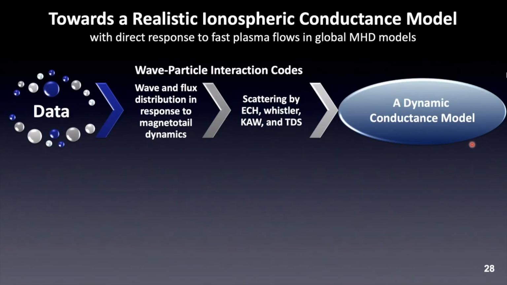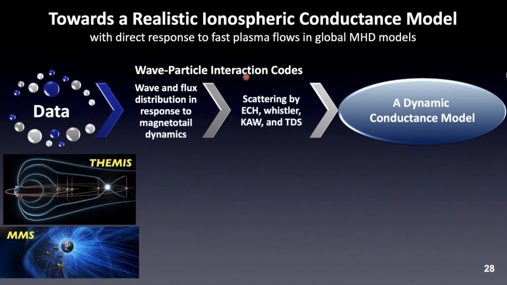as funded by our NASA grants, of course. This is the timeline we need to have. The way we do it is to model this wave-particle interaction process that directly drives the precipitation at the source. Here's how we will do it exactly. First, using the THEMIS and MMS measurements, we will build empirical models of the waves in response to, say, plasma flows and injections in the magnetotail.